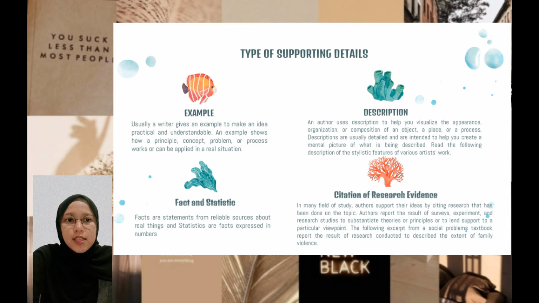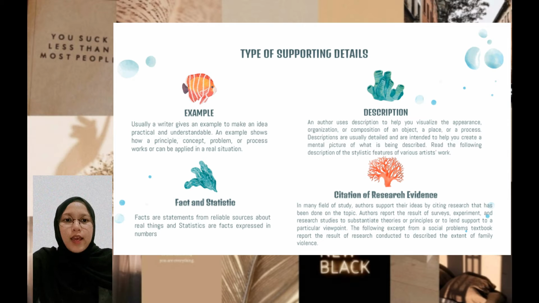The second, description. An author uses description to help you visualize the appearance, organization, or composition of an object, a place, or a process. Descriptions are usually detailed and are intended to help you create a mental picture of what is being described. Read the following description of the stylistic features of various artists' work.